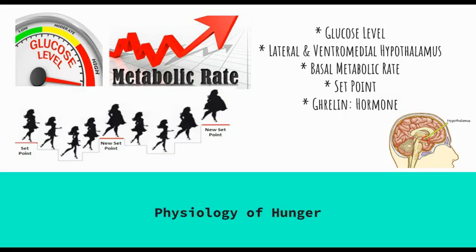So in order to know the difference between the lateral and ventromedial hypothalamus, I think about lateral, large hunger. Ventromedial, very minimal hunger. So what I see in lateral is that when you have a low glucose, that hormone is going to stimulate the lateral hypothalamus in order to make you hungry.